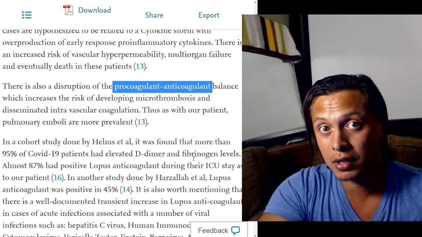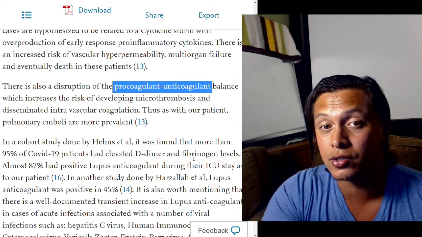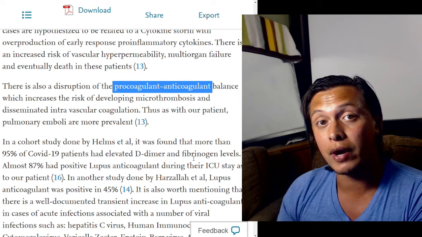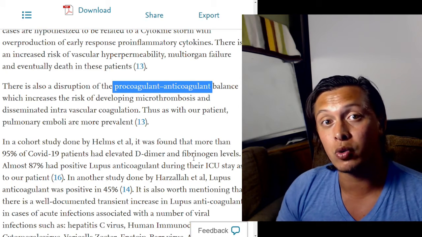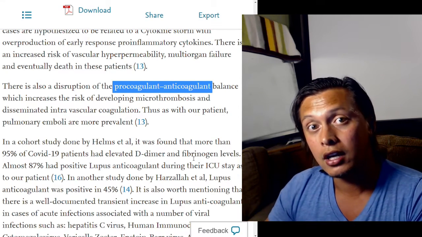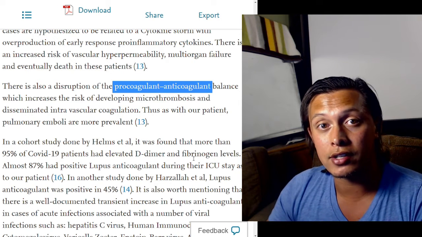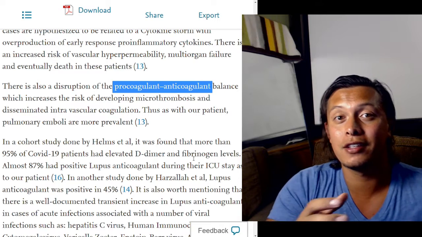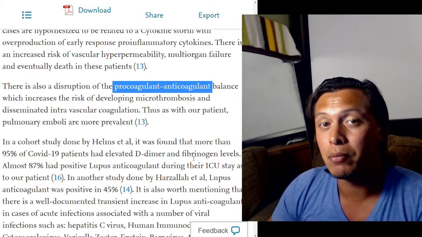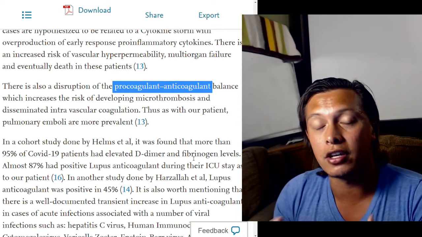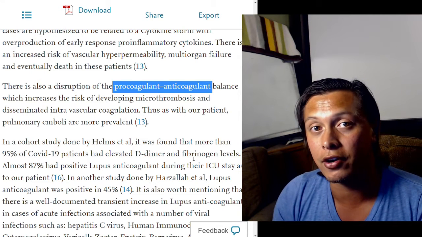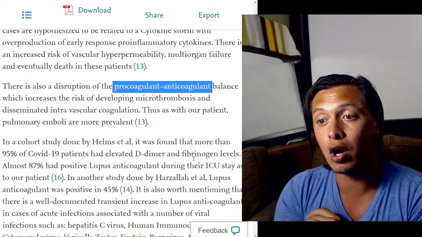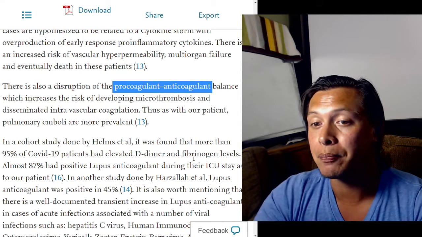You have some compounds, some cellular signals, some biomarkers that are procoagulant and some that are anticoagulant, and there's a fine balance between them so that you only get blood clots in areas that need them, such as when you cut yourself, and the blood doesn't clot everywhere else. But this disruption can cause blood clots in different areas of the body, so we should be testing for these pro and anticoagulant factors in the body.